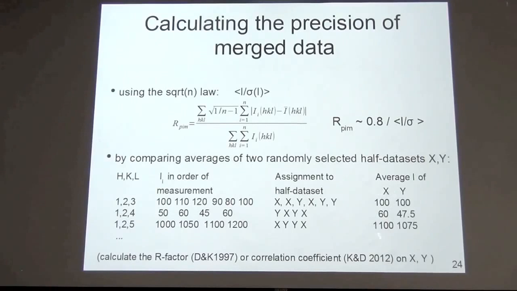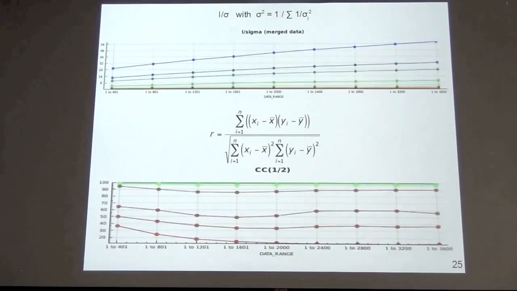I come up with, let's say, these two columns of average intensities, and then I can calculate with them. For example, I can calculate an R factor between the two columns, or I can calculate a correlation coefficient on these X and Y values. This is the whole idea. And it's supposed to be more robust than just assuming the square root of n law, because the square root of n law really requires that things are unrelated, but this doesn't.